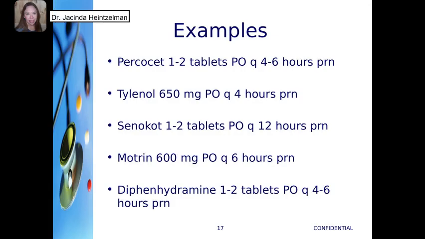Here's some more examples. I already mentioned the Percocet, and right there is the same exact example I already talked about. You may have Tylenol 650 milligrams PO every 4 hours PRN. So you also have Motrin there, 600 milligrams PO every 6 hours PRN. Right there you have 3 different medications that are given for pain. So depending on what type of pain your patient is having or what has caused the pain will help you make that clinical decision as far as which pain medicine to give.